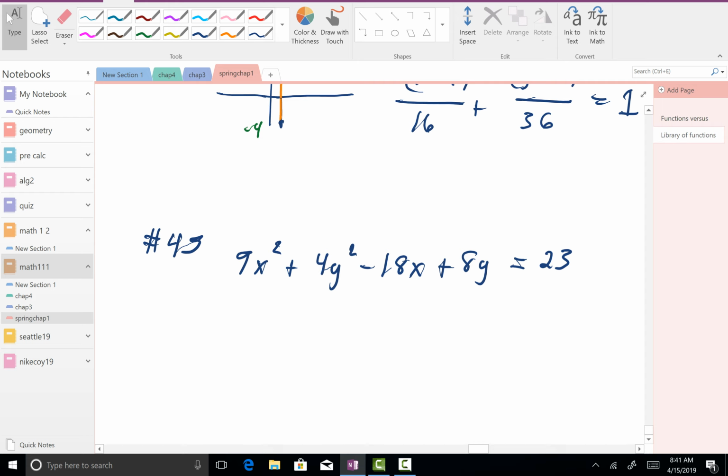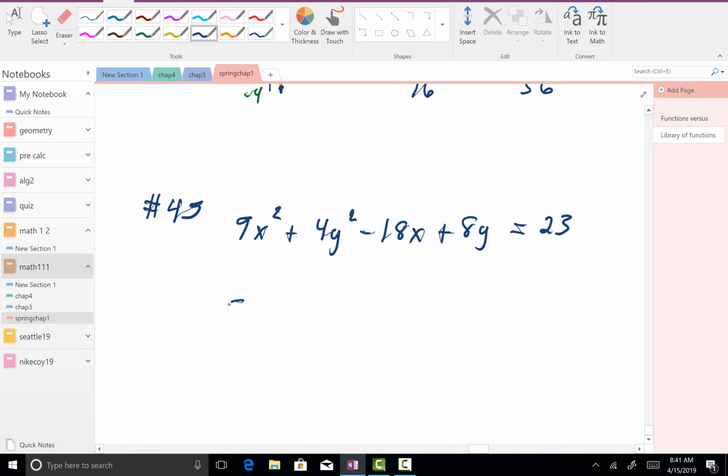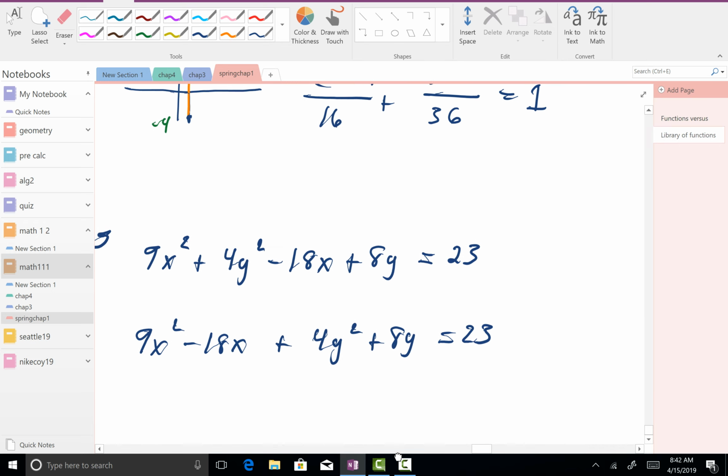All right. So, let's think about this. So we're going to try to get it so that we have, by the way, this is obviously the center is off, not 0, 0, correct? Does that make sense? Look like it? Okay, so let's put all the x's together and put all the y's together. All right? So here we go. 9x squared minus 18x plus 4y squared plus 8y equals 23. Okay. I'll let you write that down.